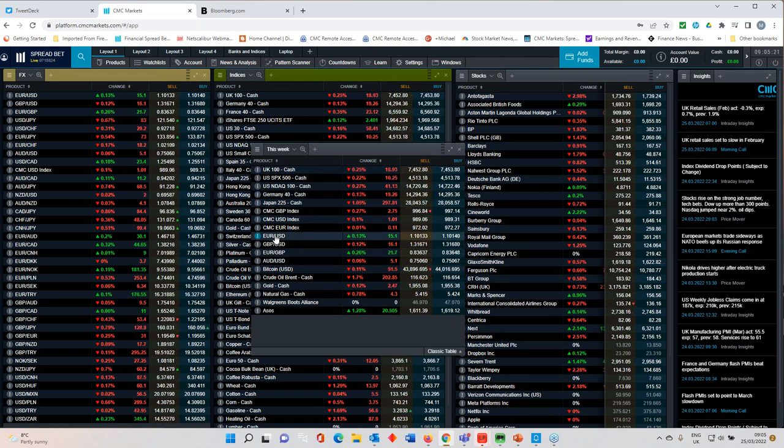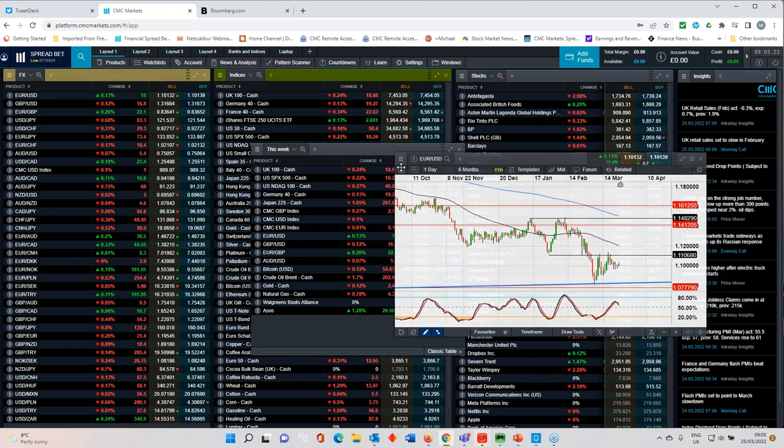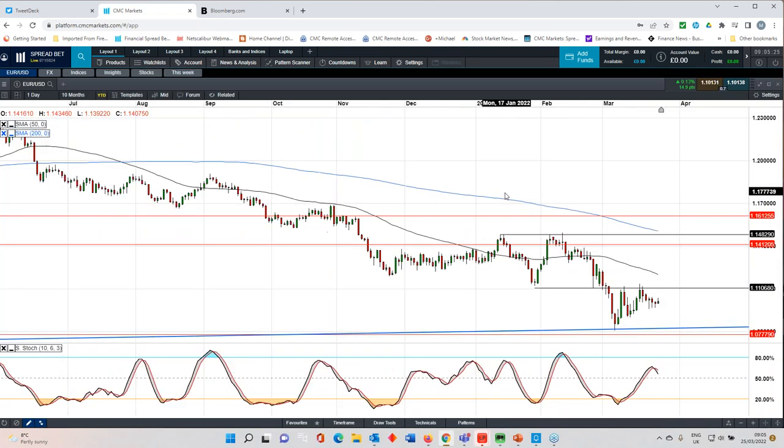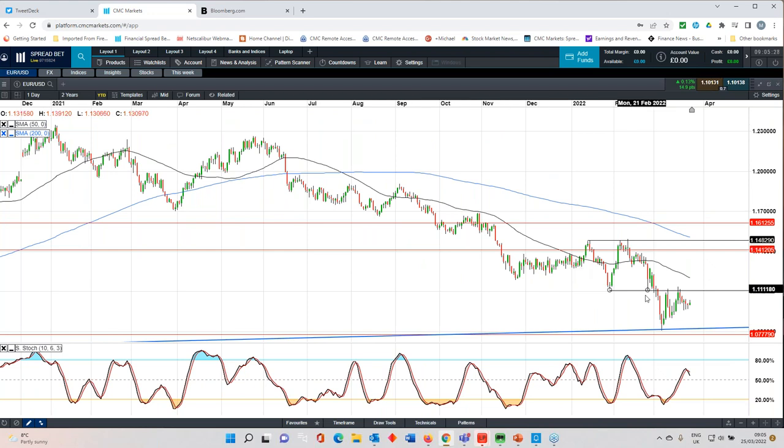So what does that mean for euro dollar? Well, essentially, nothing much has changed when it comes to euro dollar. We're still very much below this 111.20 area. We've really struggled to get much above it. It's been a little bit of Zedsville this week in terms of what euro dollar has done.